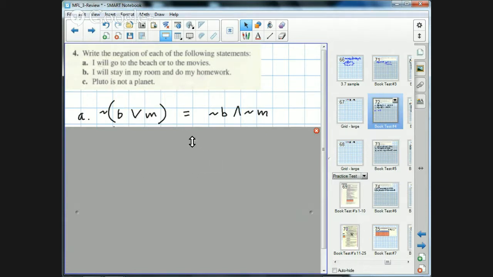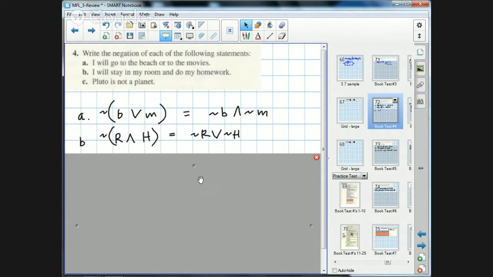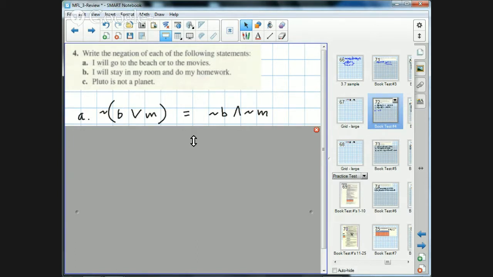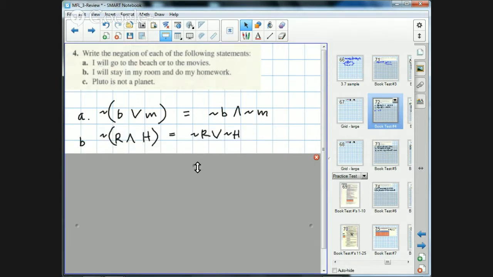Okay. All right. And then B, I will stay in my room. Again, I will not stay in my room, and I will not do my homework. No. Or you change the or. Yeah, this time it started off as an and, right? Right. And so when you negate, if you look on the screen, you can see when you negate those parentheses R and H, stay in my room and do my homework, then it becomes I will not stay in my room, or I will not do my homework. Yeah, so that one has to be an or. Okay. So every time you do a De Morgan's law, you have a reversal.